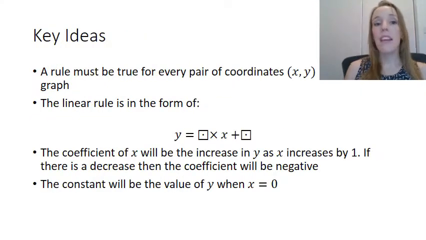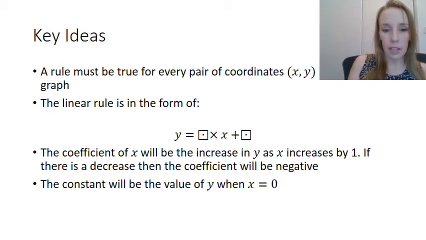Okay, so some key ideas for you here. A rule must be true for every pair of coordinates, remember coordinates are those x, y points, in a table or a graph. So the linear rule is in the form of y equals something times x plus something. This box here that I've done for our unknown, the something times x, is called the coefficient.